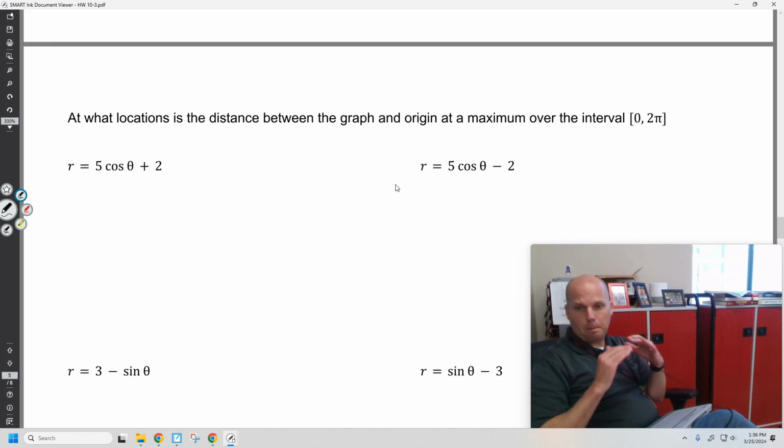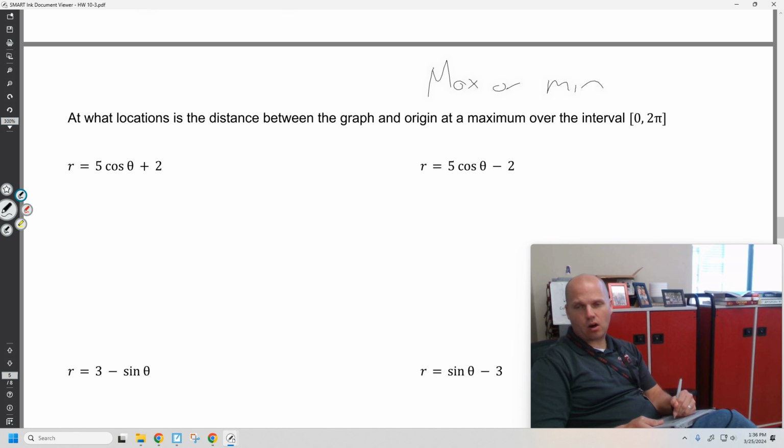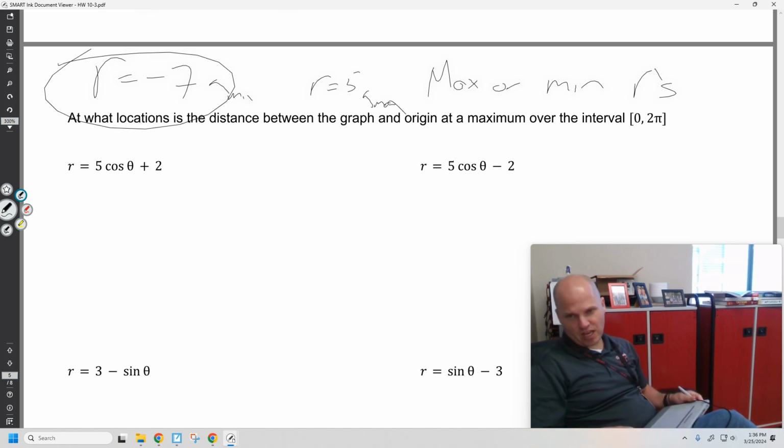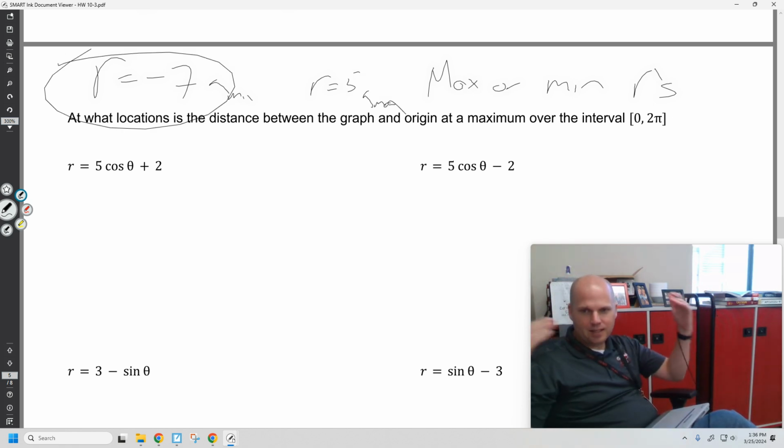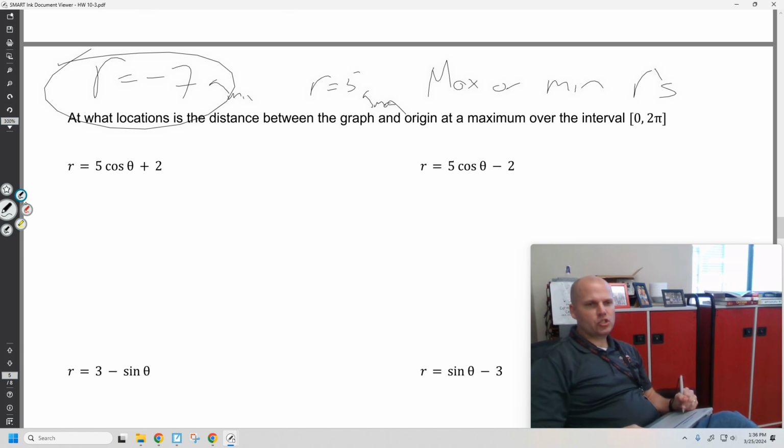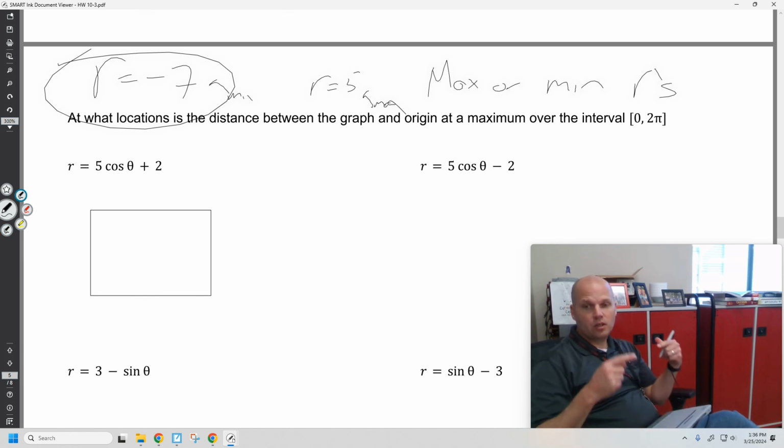Okay, maximum distance from the origin could occur at max or min r's. If r is -7, and that's the location of a min, and r is 5, and that's the location of the max, guess what? -7 wins for biggest distance from the origin. So really all you have to care about is the graph.